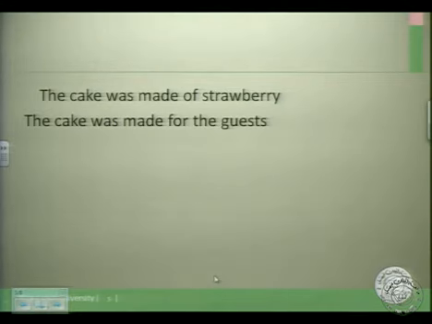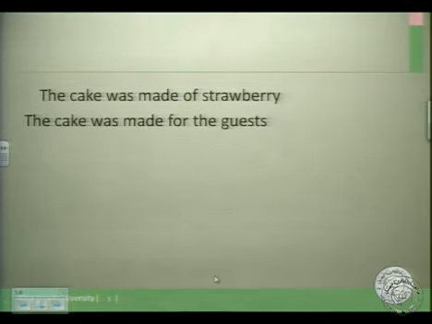Why? Because we want to add more information to the sentence. We want to tell you that it is made of strawberry and it is made for the guests. So we don't want to use "by". Sometimes it becomes heavy on your tongue to say. The cake was made of strawberry by Noha. You see, it is dull. It is not beautiful. If we are after the beauty of the language, we wouldn't say that.